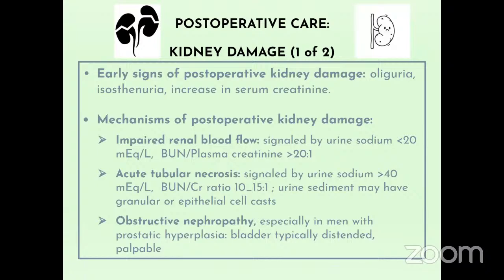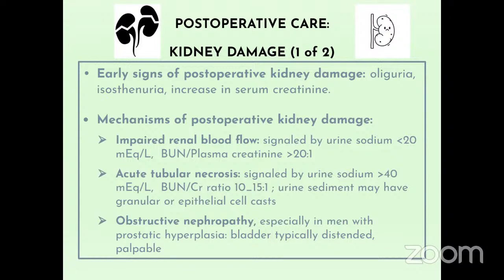Post-operative kidney damage. Early signs of post-operative kidney damage are oliguria and increased serum creatinine. The mechanism could be pre-renal, renal, or post-renal. In pre-renal, it is signaled by urine sodium less than 20 milliequivalent.